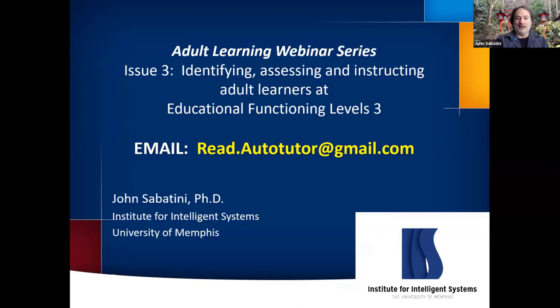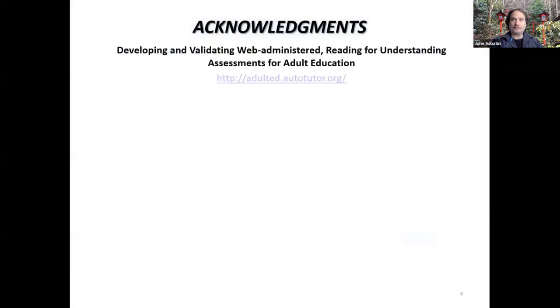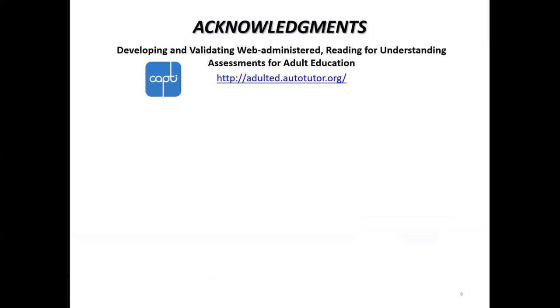But today we're going to talk about identifying, assessing, and instructing adult learners at educational functional level 3. The previous webinar looked at levels 1 and 2, and we're working our way up the English functioning levels. I'm going to turn my camera off, just in case it is affecting load. So first I would like to mention the research projects that are funding this work.